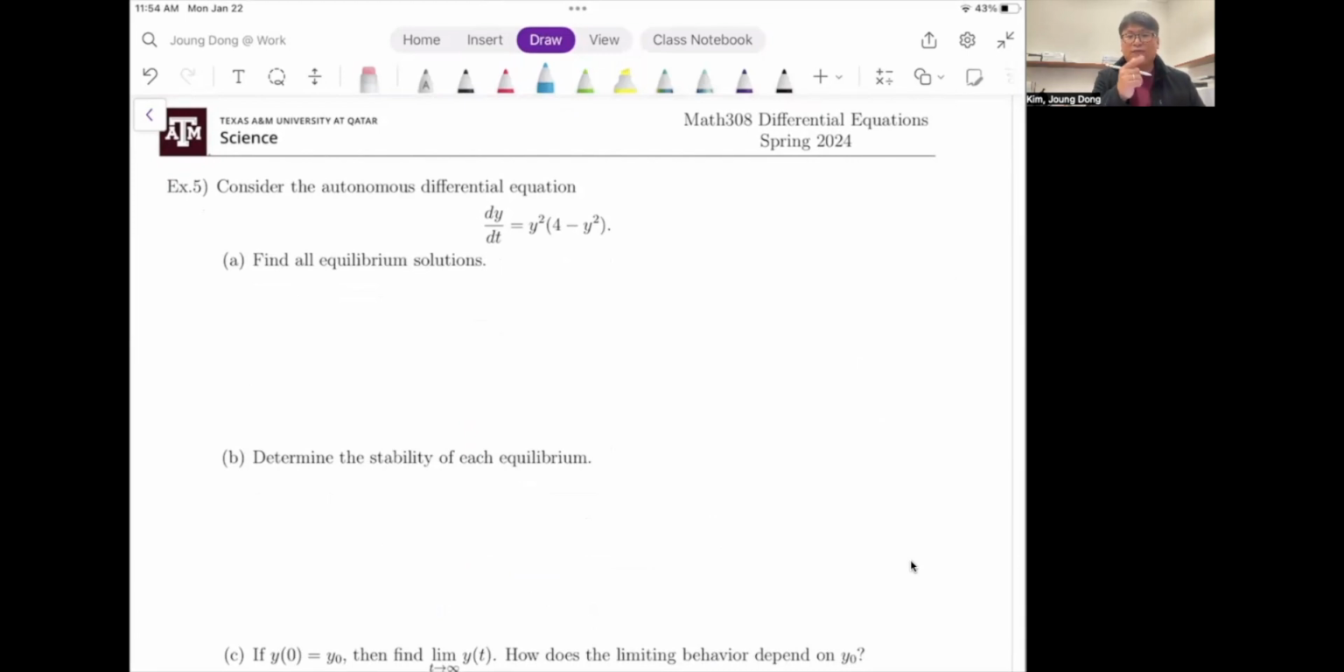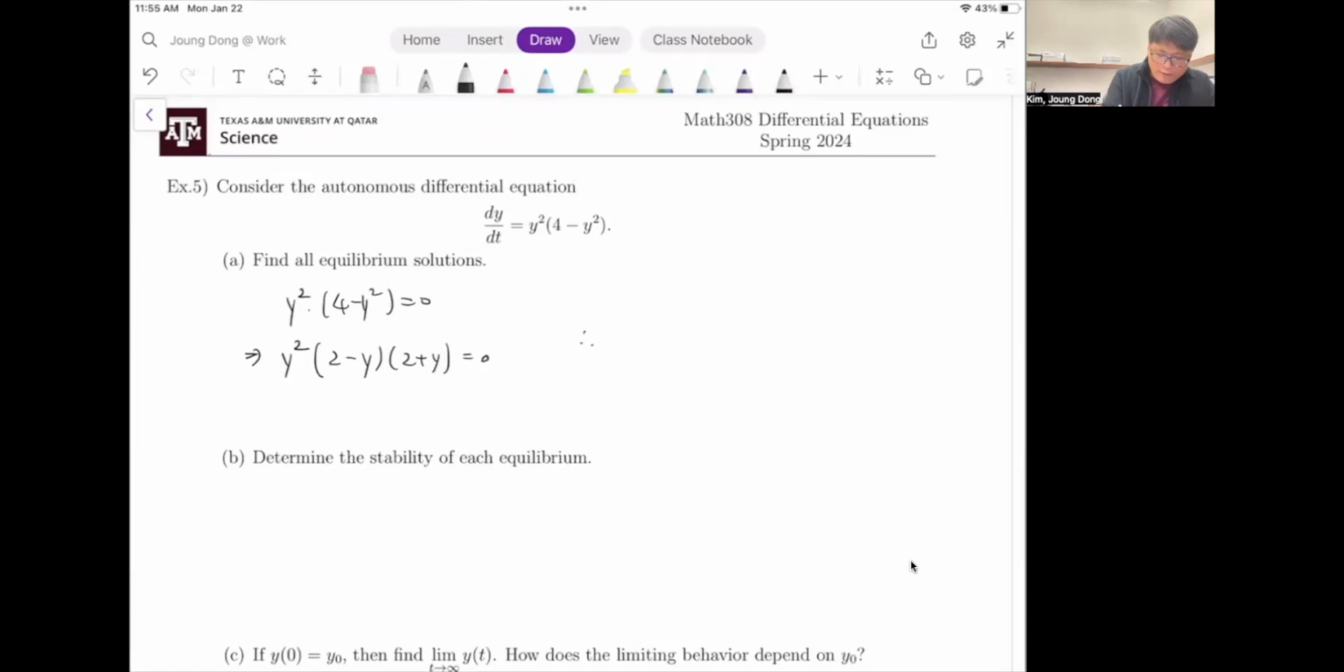So that's why we're going to start by finding the equilibrium solutions, because we have to draw the phase line portrait, right? So how can you do it? For an autonomous equation, the equilibrium solution is dy/dt equal to 0. Then what is my dy/dt? y squared times (4 minus y squared) equals 0, okay? For my convenience, let me do the factoring a little bit more.